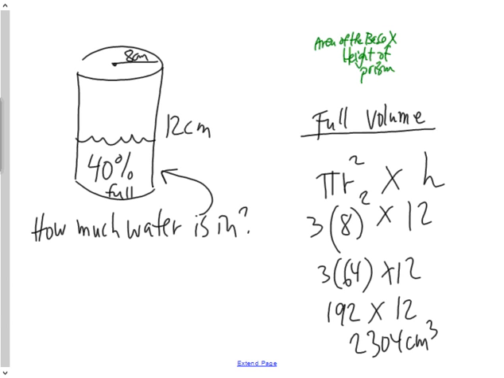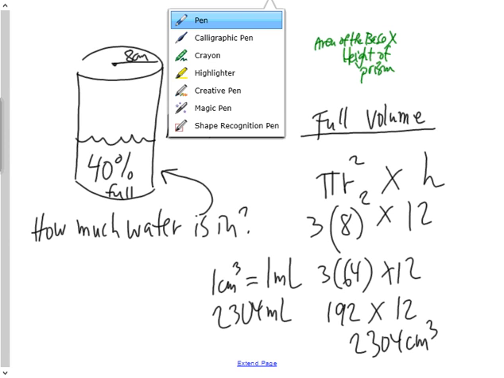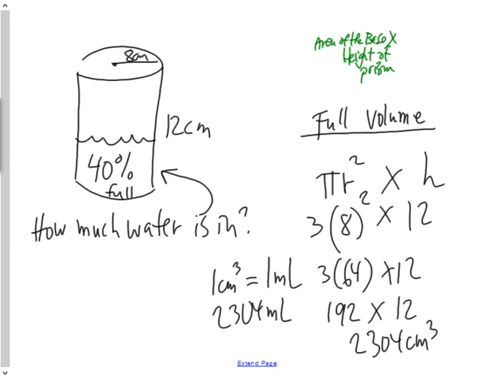Now, because 1 cubic centimeter of space will hold exactly 1 milliliter of water, so now we know that it's 2,304 centimeters cubed or 2,304 milliliters. So if it was full, and I'll just draw it full here, if I grab my highlighter and my appropriate color of blue, and if it was full, that would be 2,304 milliliters, or roughly 2.3 liters of water.